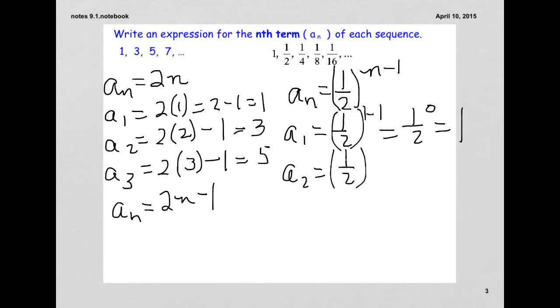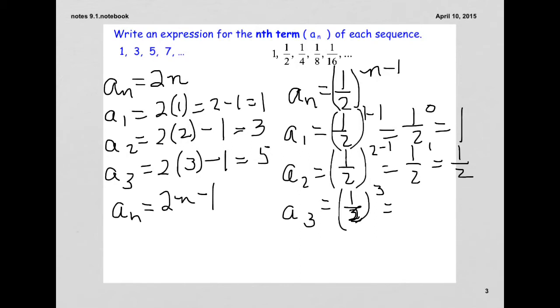(1/2)^(2-1) equals (1/2)^1, which is equal to 1/2. a sub 3 is (1/2) to the third minus 1, so that's (1/2)^2, which is equal to 1/4. And those numbers all fit, so we did come up with the correct expression, a sub n equals (1/2)^(n-1).